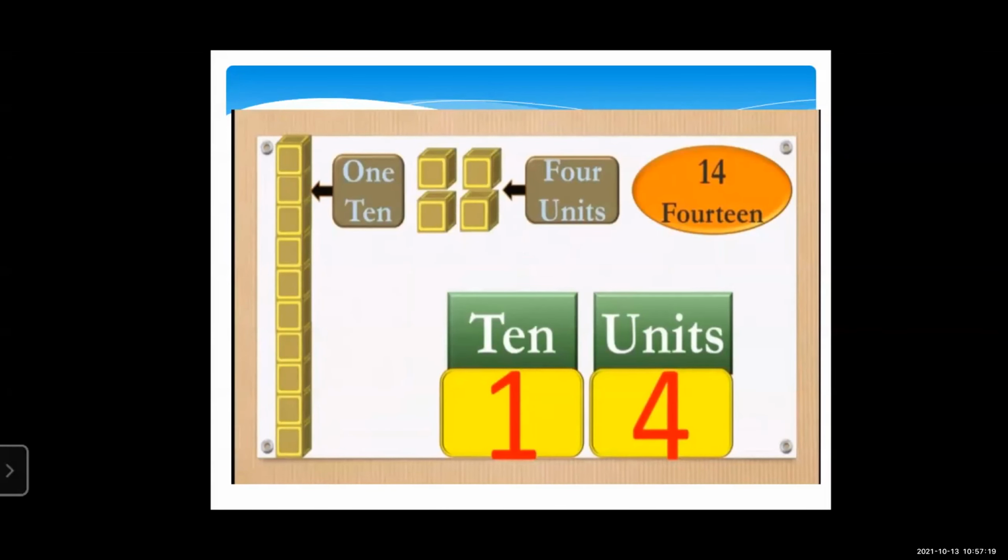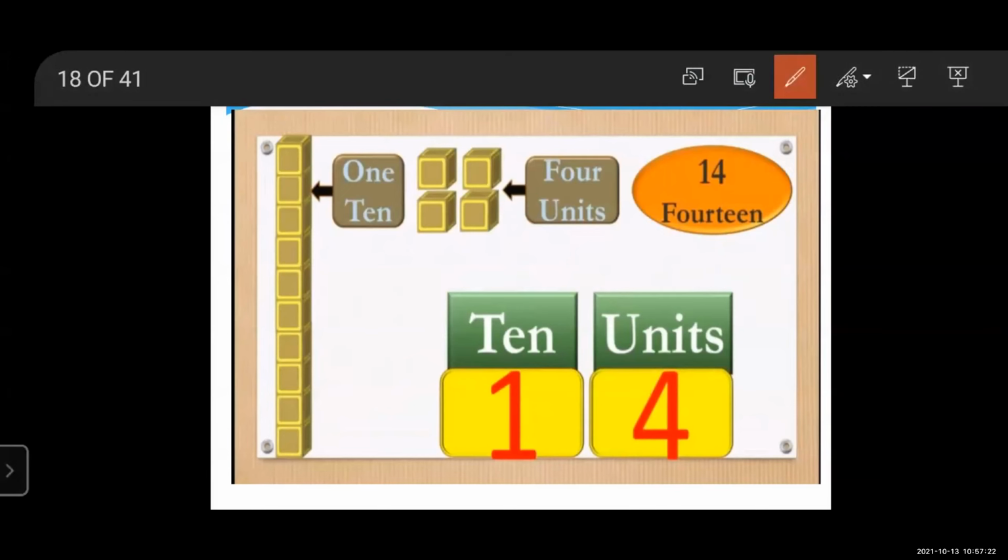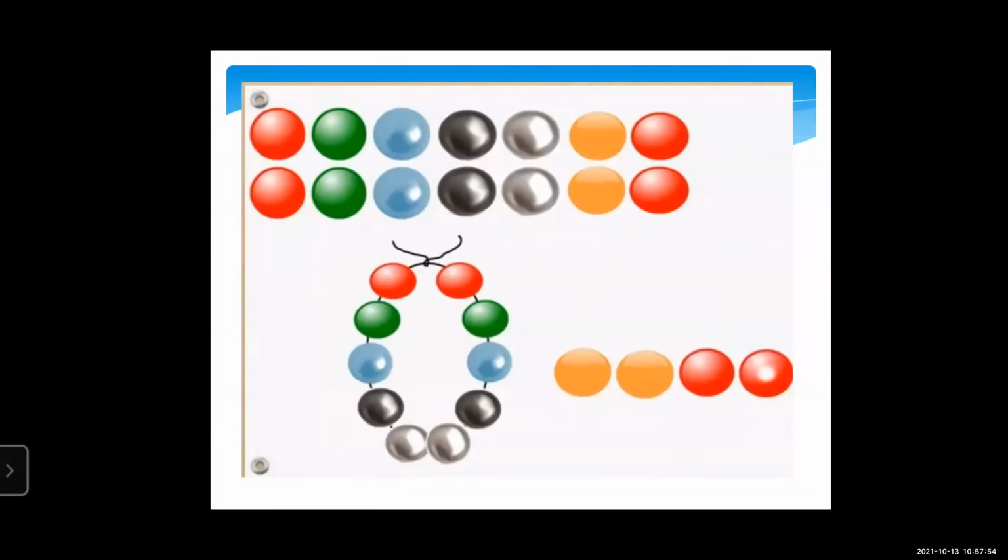See, here is the block of 10 in one group and 4 blocks are separate. See here. So it makes 14. And how to write? On the unit place, write down 4. And on the 10 place, write down 1. How to spell the word 14? F-O-U-R-T-E-E-N. 14. Okay, children? Let's see the next example.